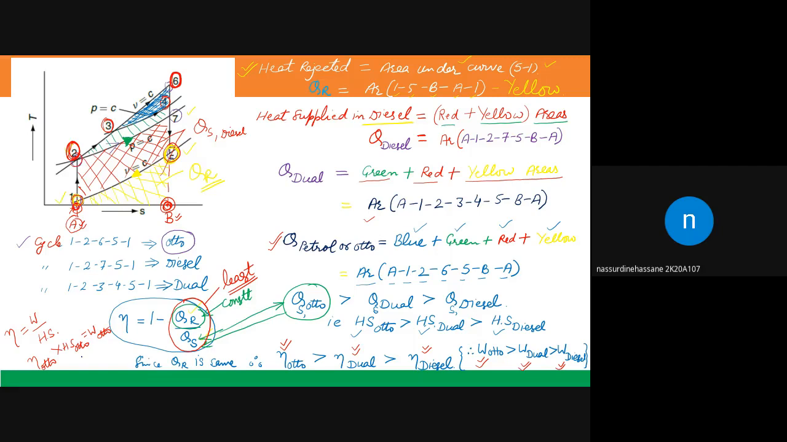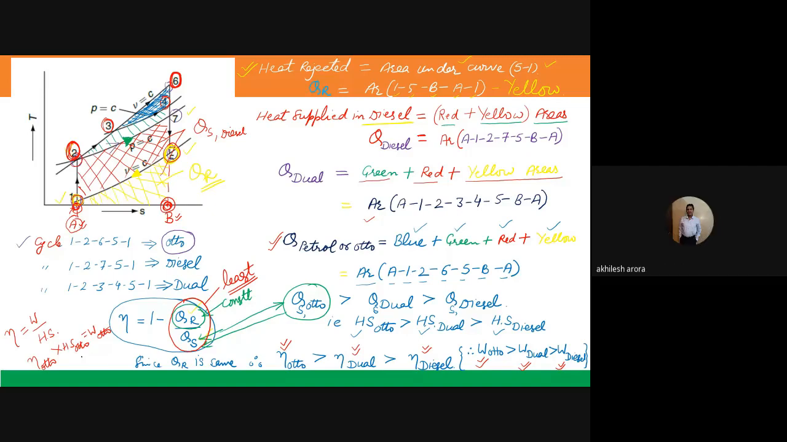One is logic, as we know that heat supplied in the Otto cycle is higher than in the dual cycle, and the dual cycle is higher than the diesel cycle. Yes, because heat supplied is highest in case of Otto cycle.